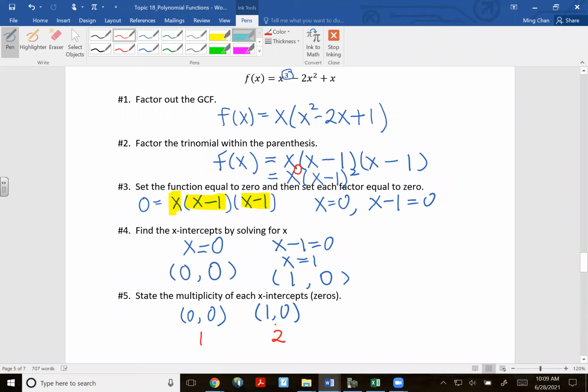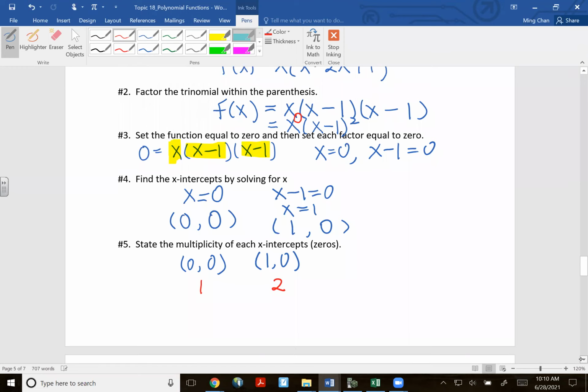When you add up the multiplicities, it should always equal the degree of the polynomial. So that tells me that even though I should have 3 zeros, because one of my x-intercepts has multiplicity of 2, it adds up to a multiplicity of 3, or 3 zeros.